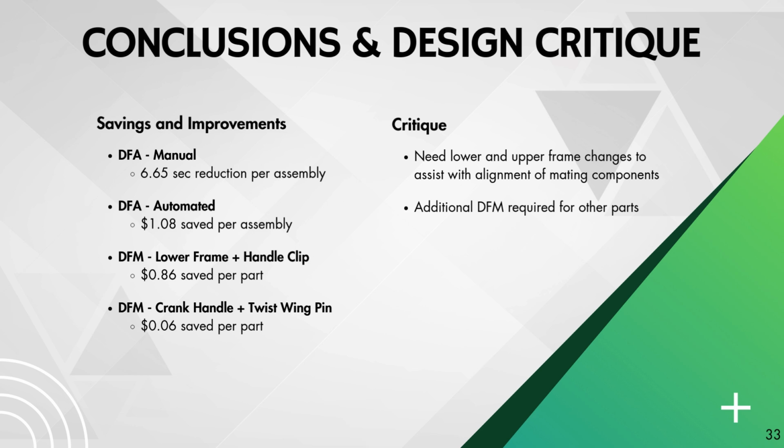To summarize, after implementing the Design for Assembly guidelines, we were able to reduce the manual assembly time as well as reduce the automated assembly cost. After implementing the Design for Manufacturing guidelines, we were able to reduce the manufacturing costs for both the lower frame and crank handle assembly. To critique our modified design, both the lower and upper frames need to be modified to assist in alignment with the modified pins and gears.